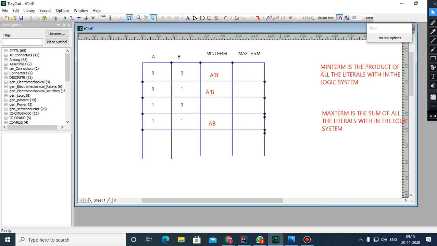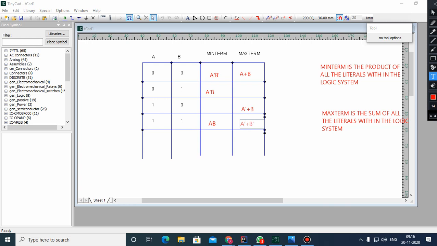Okay. And now here maxterm. For maxterm, you can write A plus B, since maxterm is the sum of all the literals within the logic system. And in maxterm, for 0 we don't write A complement; for 1 we write A complement. Suppose for this particular cell we want to write the maxterm. So here it will be A complement plus B. And here it is A complement plus B complement.